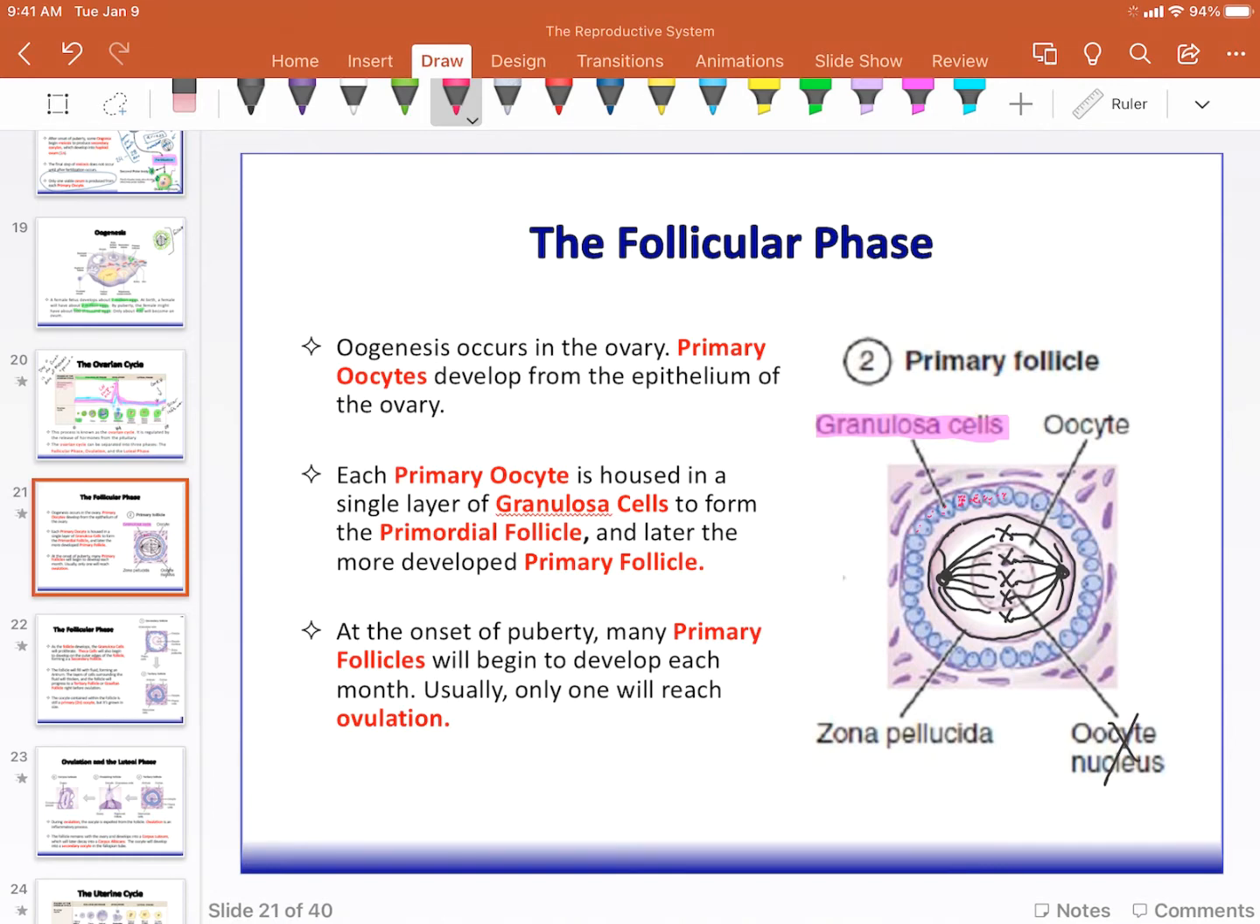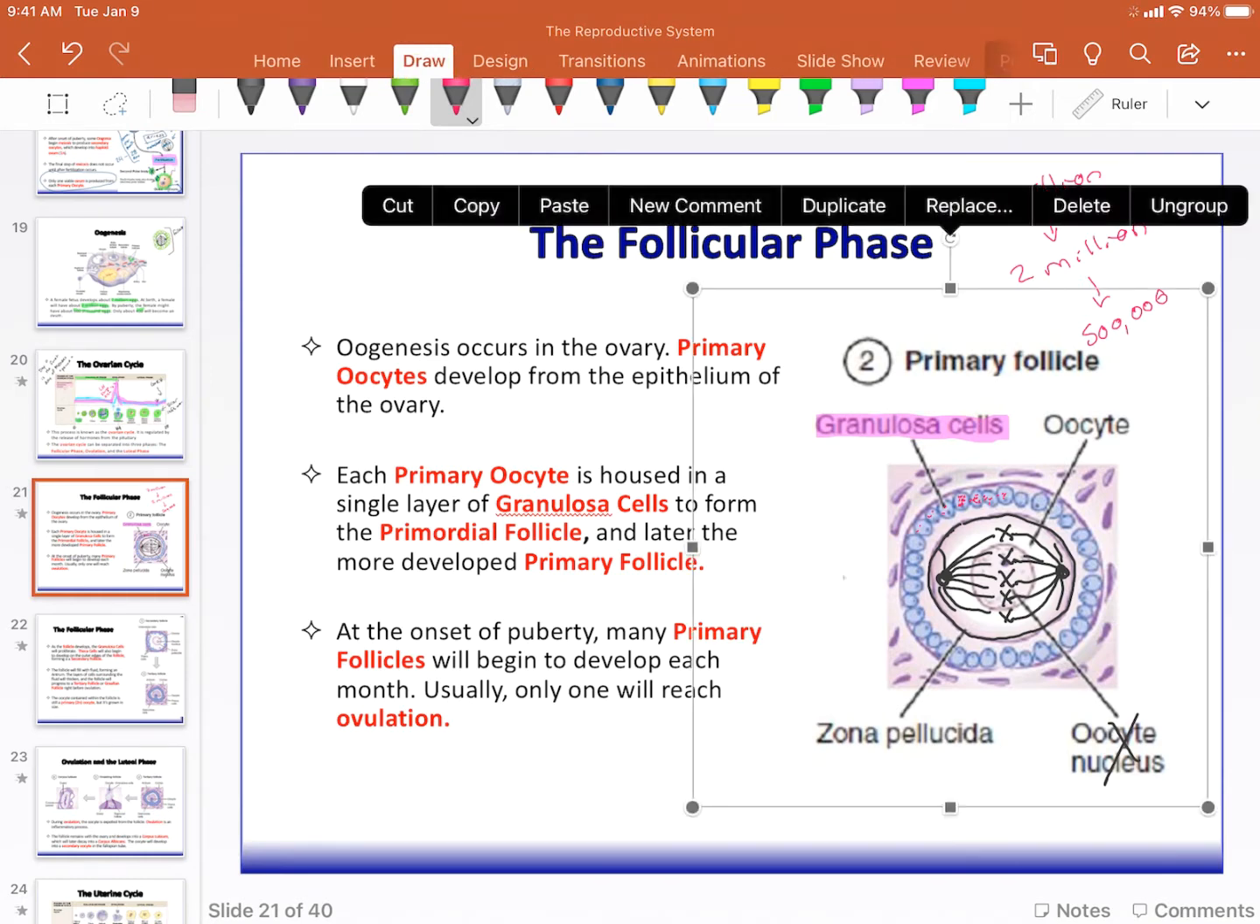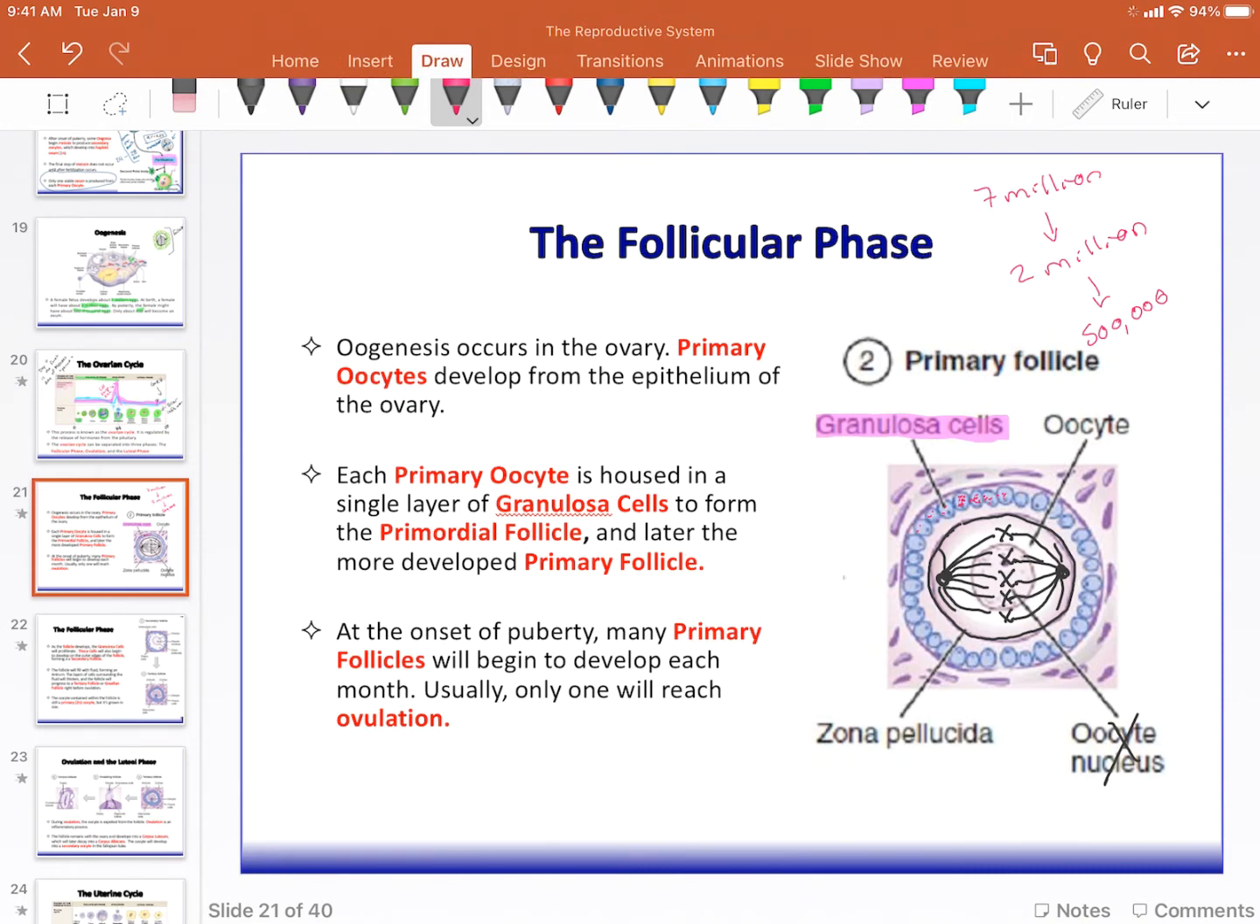Now, this is where our primary follicle sits. Remember, we started out with 7 million of those. At birth, we were down to about 2 million. And at puberty, we were down to about 500,000. And that's essentially what we've got there. So these granulosa cells surrounding that oocyte are there to protect it, but they're also the follicle cells that are going to respond to hormone.